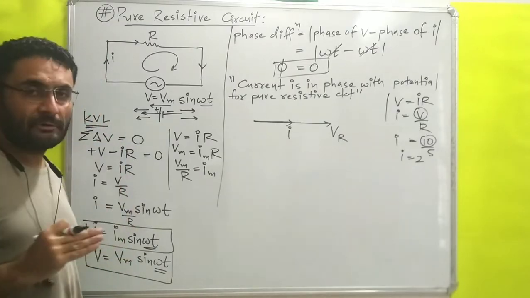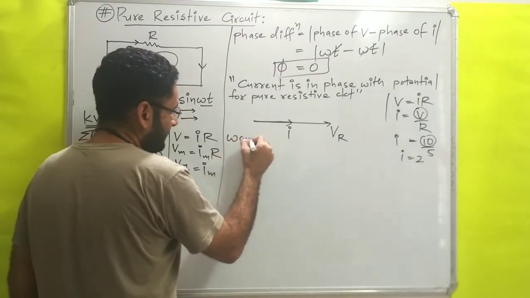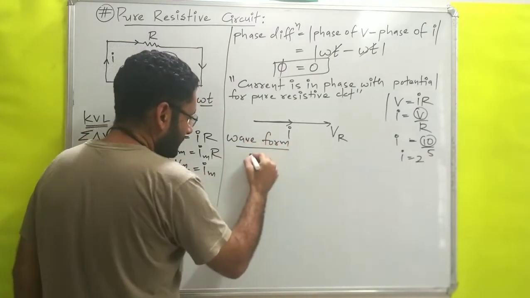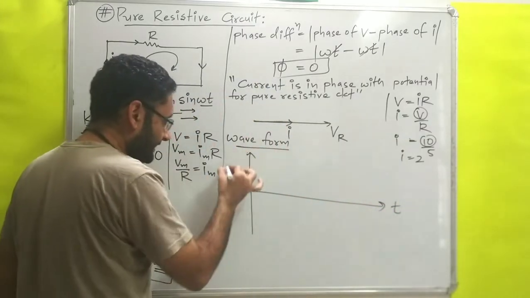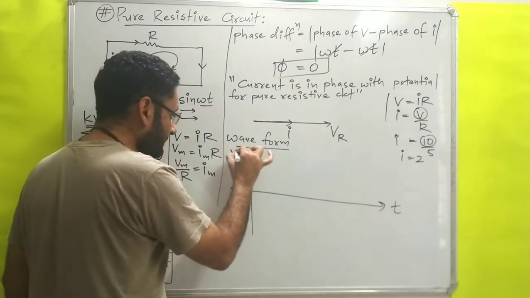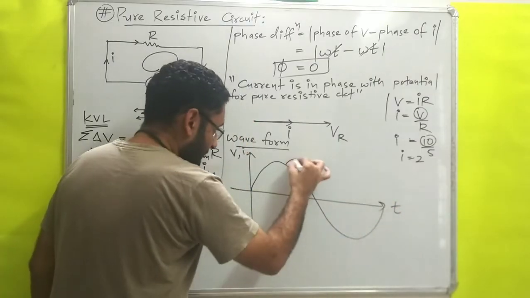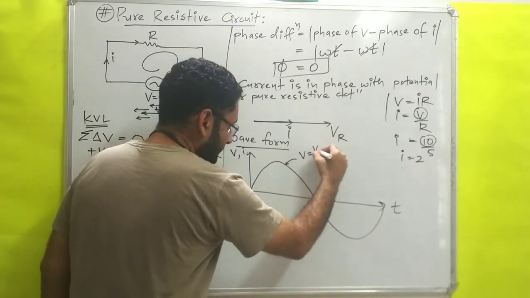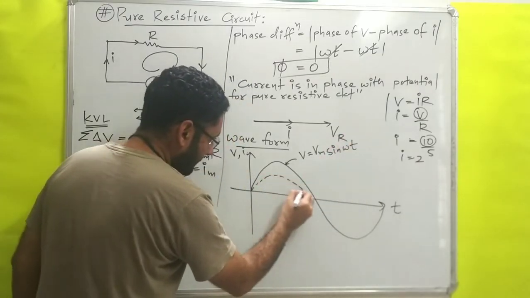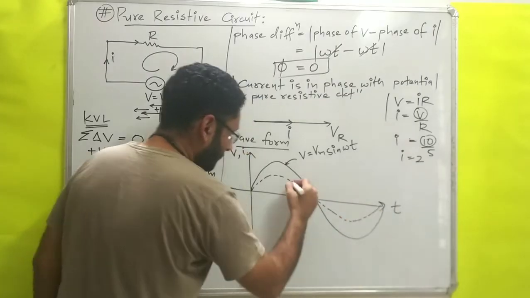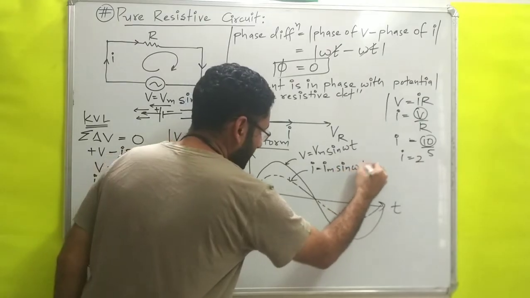Now if I want to explain the same thing with a waveform, we can draw the waveform. That is your x-axis, on which you will consider the time, and that is your y-axis, on which you will consider alternating quantities like voltage and current. First of all I will draw the voltage curve with the help of one equation: V equals Vm sine of omega t. Then I will draw another waveform for the current, which is I equals Im sine of omega t.